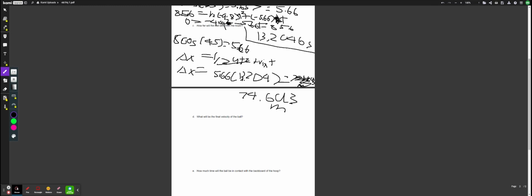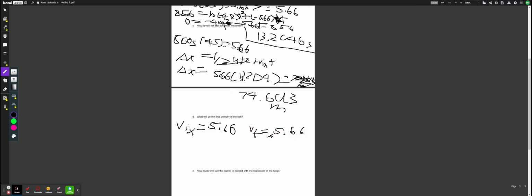So the ball, first we have to split it up into two velocity components, the x component and the y component. We know from part C that the velocity in the x direction does not change since there's no acceleration, so it'll stay 5.66 even at the end. So vix is 5.66, and vfx is equal to 5.66.